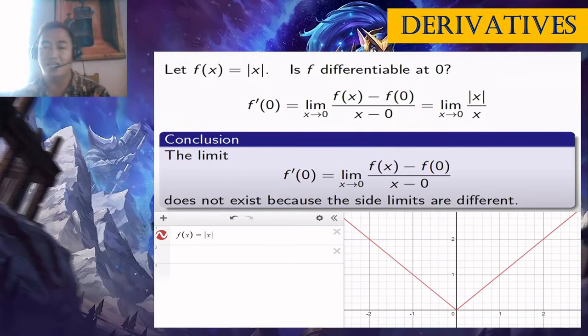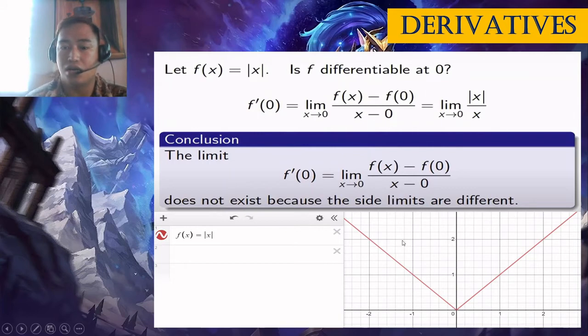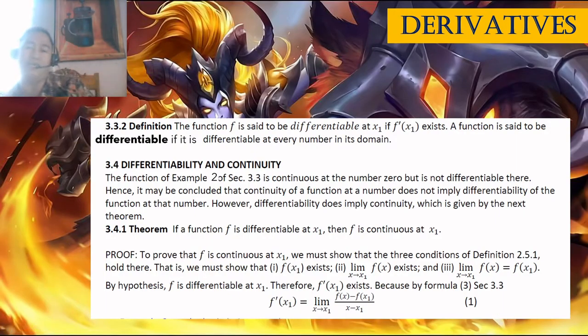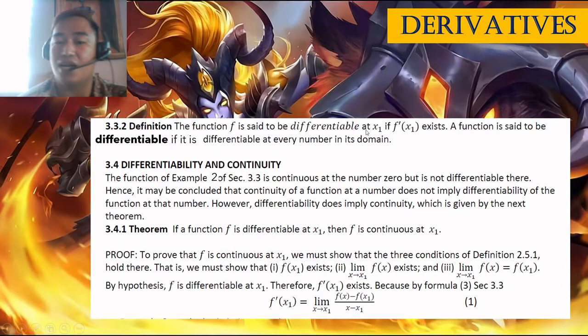Okay? So, if you notice, class, it is sharp, and this is called a corner. F has a corner at x is equal to 0. It is continuous here, but not differentiable at 0. So, definition: the function f is said to be differentiable at x sub 1 if f prime of x sub 1 exists. Our previous limit does not exist, so it is not differentiable at 0. A function is said to be differentiable if it is differentiable at every number in its domain.